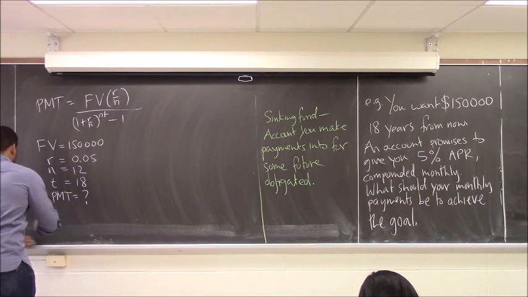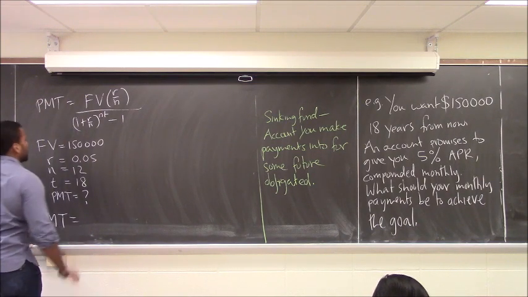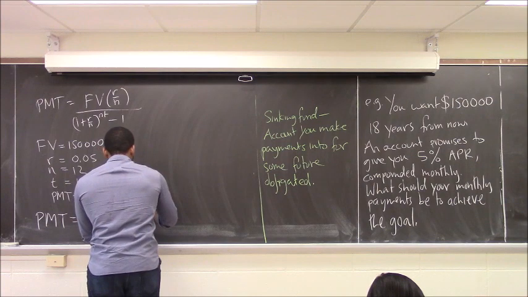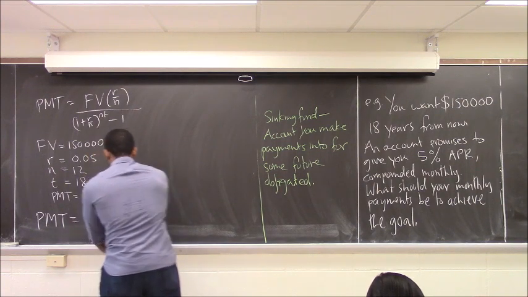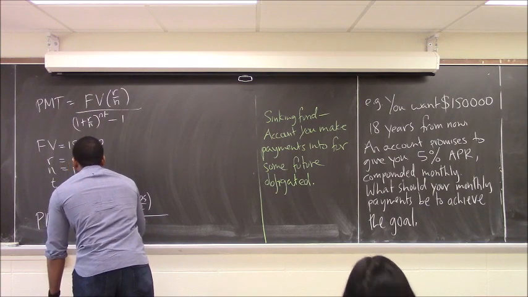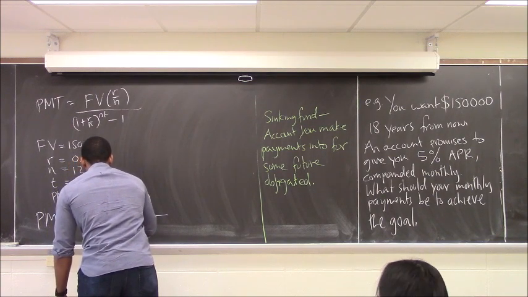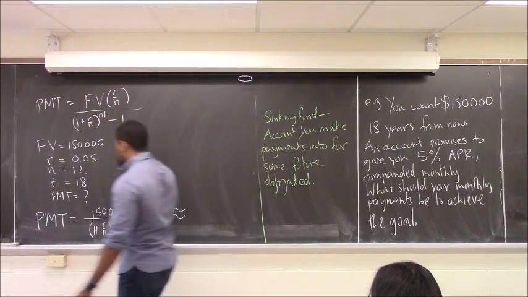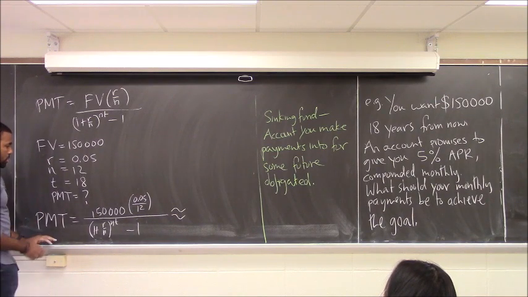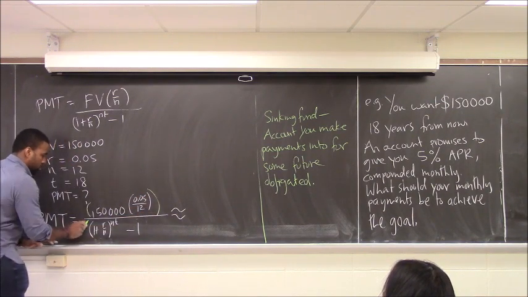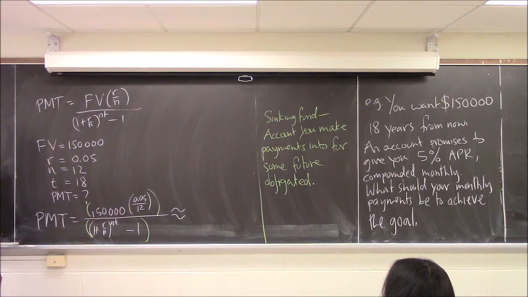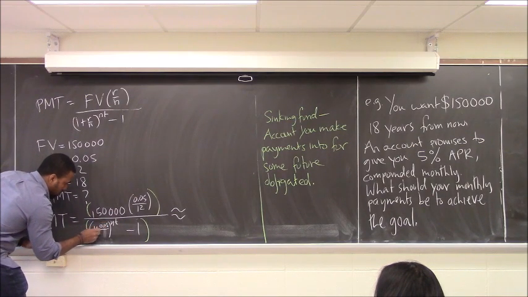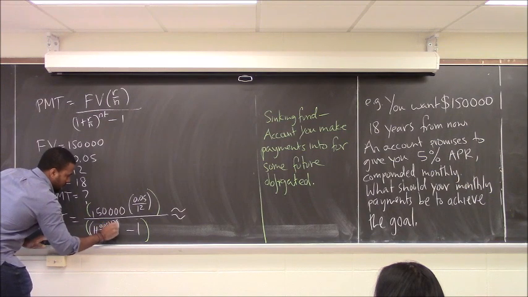But using this formula, my payment is going to be $150,000 times 0.05 over 12 over 1 plus R over N to the NT minus 1. Now again, if you're typing this all in at one time on your screen, you need parentheses over the entire numerator and over the entire denominator before you put the division sign. And I didn't tell you the numbers here. So this is 0.05 over 12, and this would be 12 times 18.